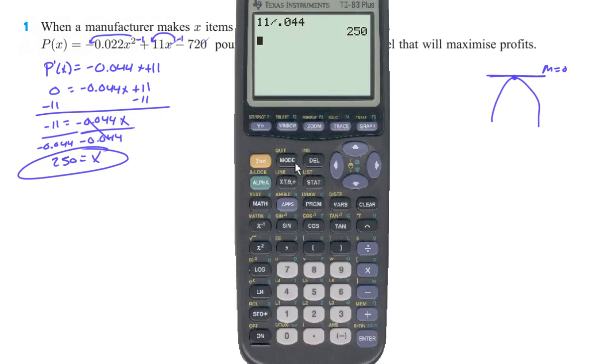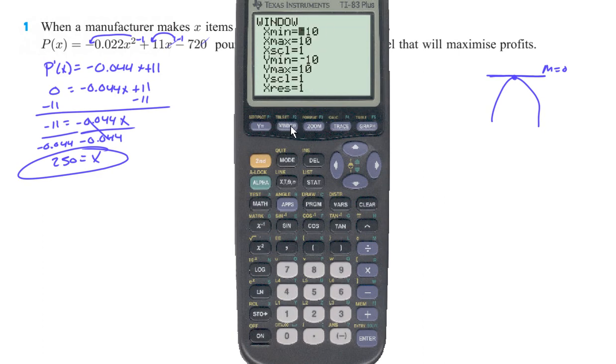Now, you could also do this same problem on the graphing calculator if you put the original equation in: negative 0.022x squared plus 11x minus 720. The tricky part is when you go to graph this, who knows what our window was. Let's see if we're at zoom standard and we graph this thing. Good chance that this will not show up anywhere.